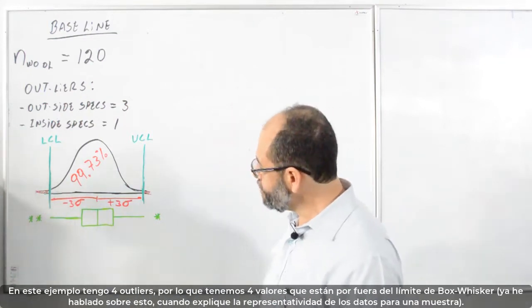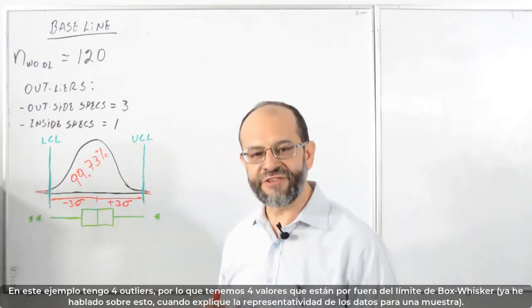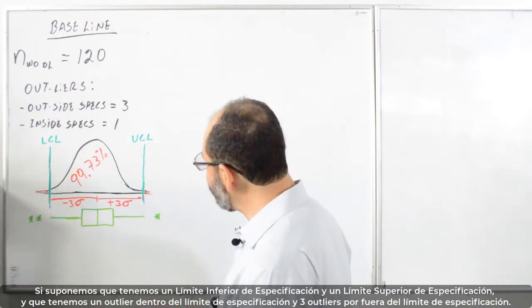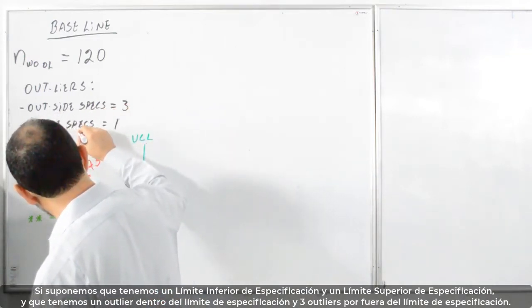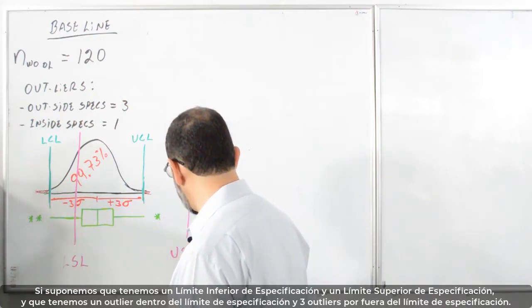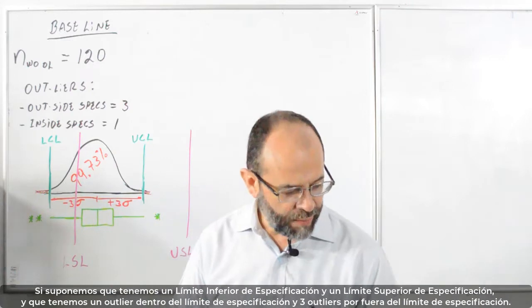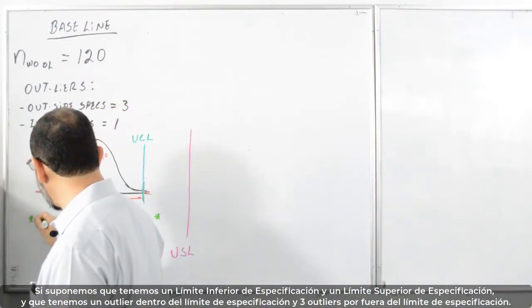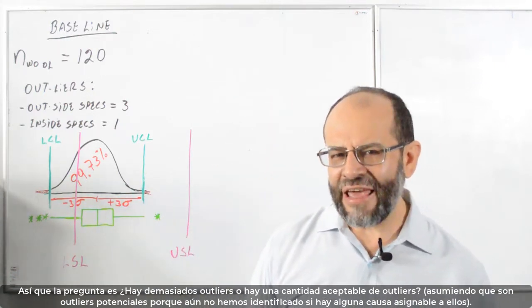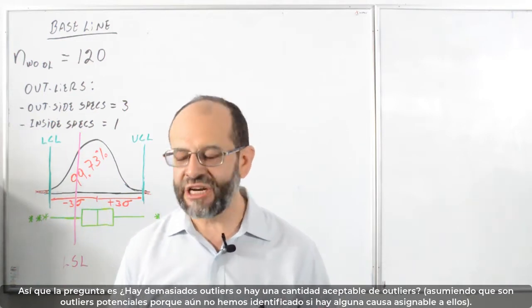But anyways, in this example, I'm having 4 outliers. So we are having 4 values that are outside the box whisker limits. I have talked about that when talking about representativeness of data for a sample. So let's say that the specification limits are here. Let me say that here we are having a lower specification limit, and here we are having an upper specification limit, just to establish something. So we are having one outlier inside the specification limits, and here we are having, well, let me add one more, let me add another one here. Here I'm having three outliers outside the specification limits. So the question is, are they many outliers or are they an acceptable amount of outliers? Well, assuming that we have not assigned a special cause yet, they are potential causes of variation.